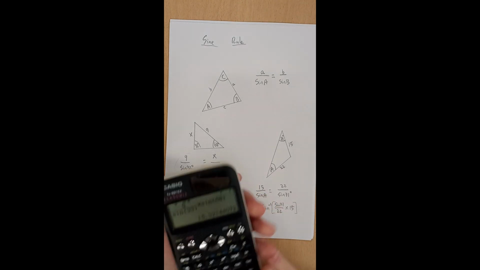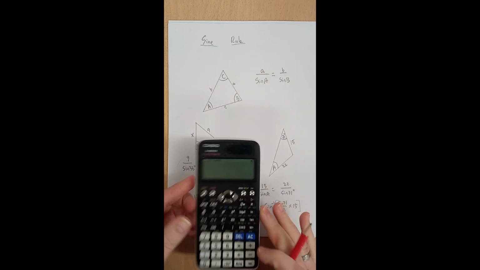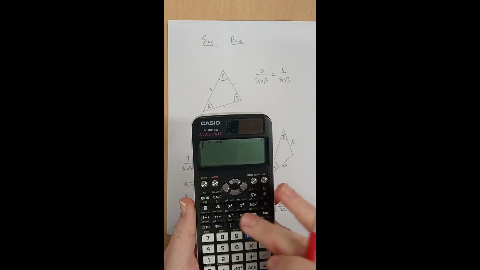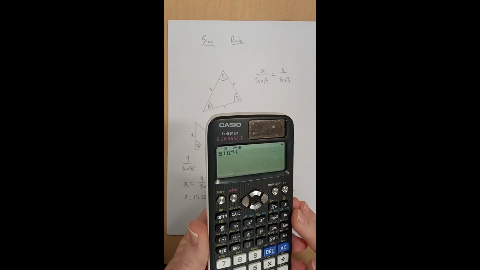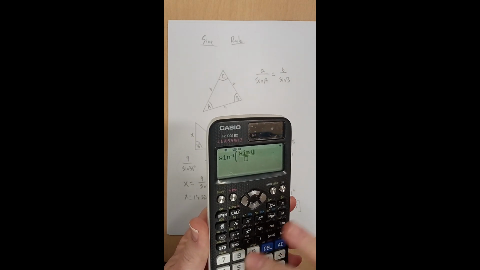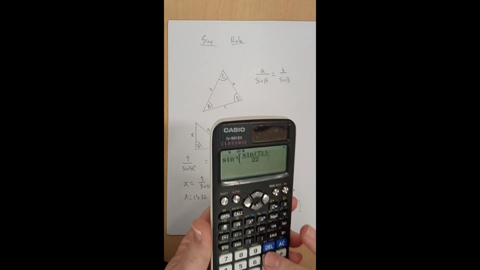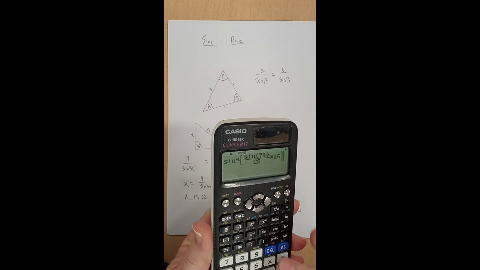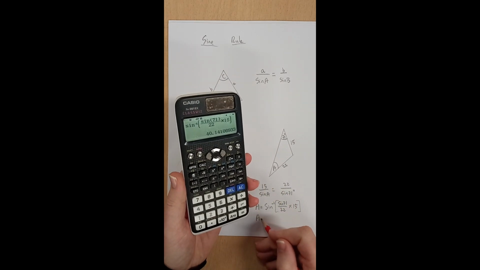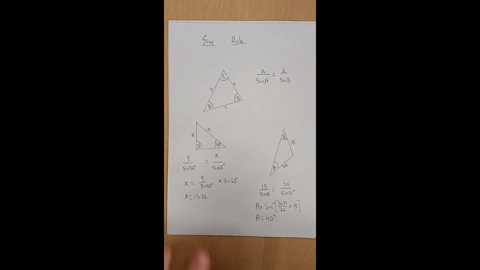So I'll show you how I do that in the calculator. So, sine inverse, big fraction, sine of 71, close bracket, over 22, come out of the fraction, multiply by 15, and make sure you close the bracket. And you get 40 degrees. Okay? So that's the basics of how you do it.